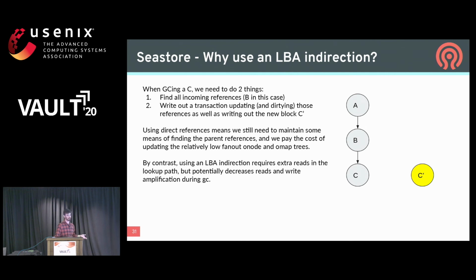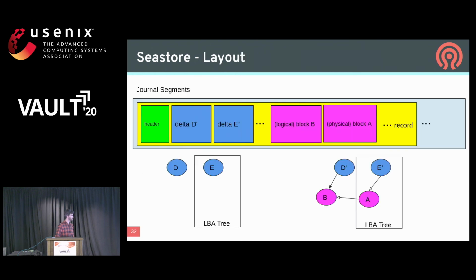The other option, of course, would be to use a Btrfs-style backref tree for finding the incoming pointers when we need to relocate a block. And that may be what we end up doing, but we'll see. So I mentioned before that it supports transactions in an arbitrary sense.